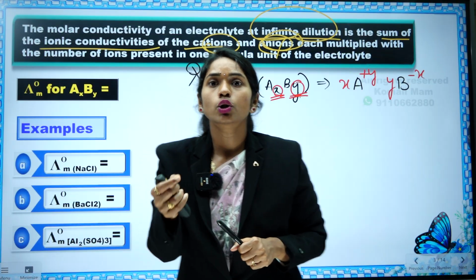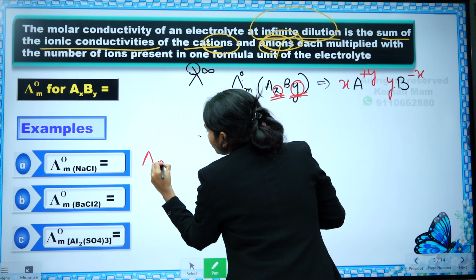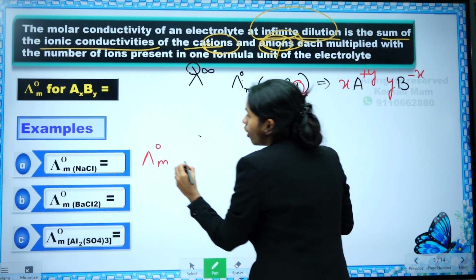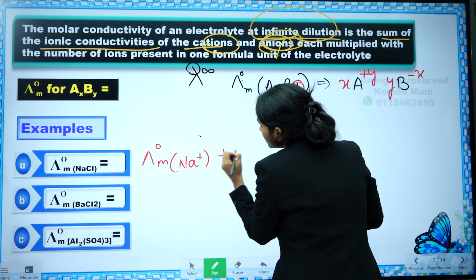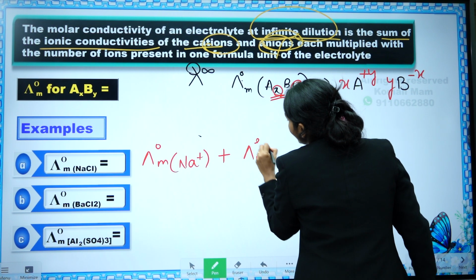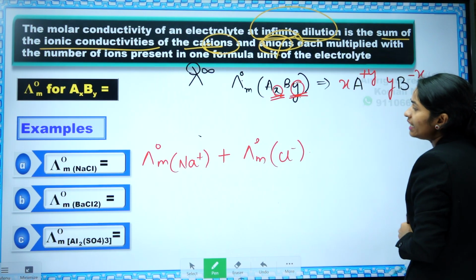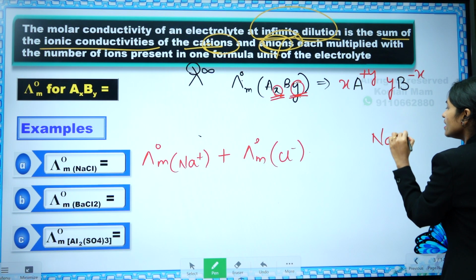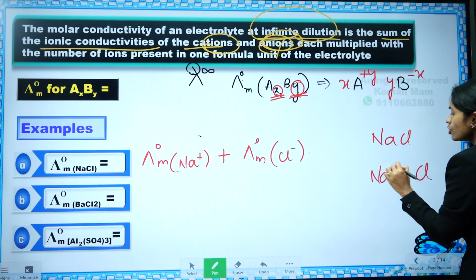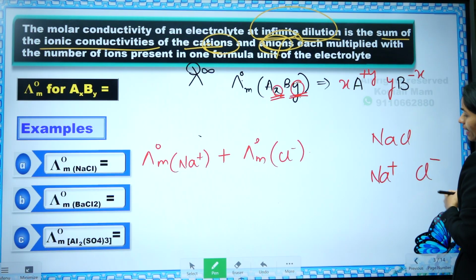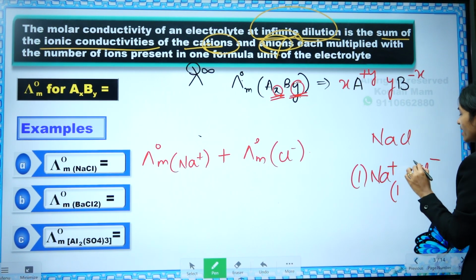But if you don't know how to write, see: limiting molar conductivity at infinite dilution of Na plus, plus limiting molar conductivity at infinite dilution of Cl minus. Ma'am, how are you splitting this? See, NaCl: what are the ions present? First you should write cation, next you should write anion. How many are there? Na, only one is there. How many Cls are there?